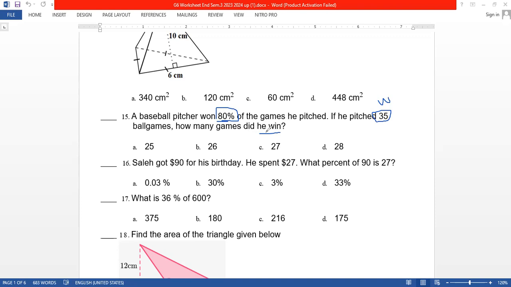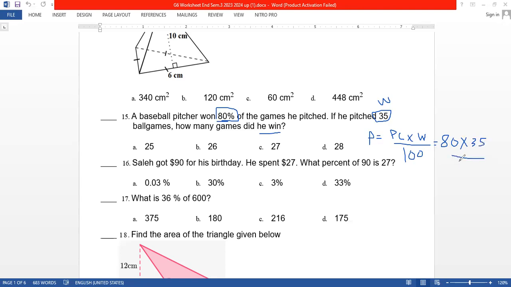He won the part, which represents the number of games that he won. So remember, if we want to find the part, you have to write this rule: the percent multiply the whole over 100. This is the easiest way, I think. The percent is 80, multiply 35, over 100.